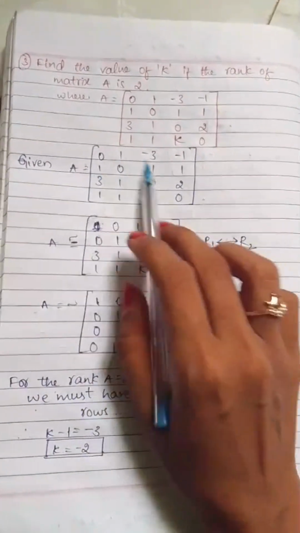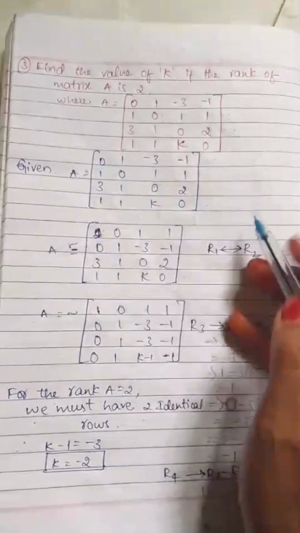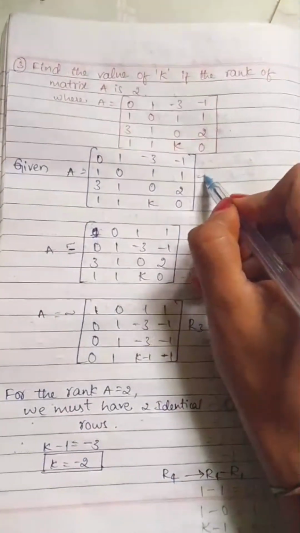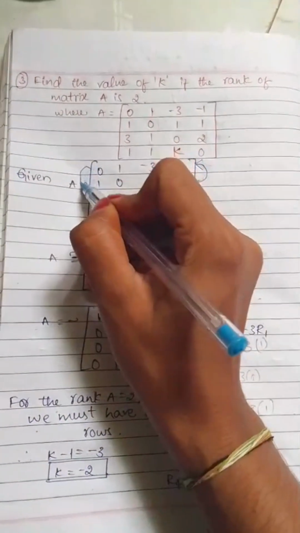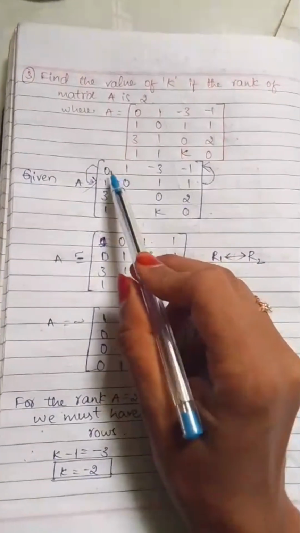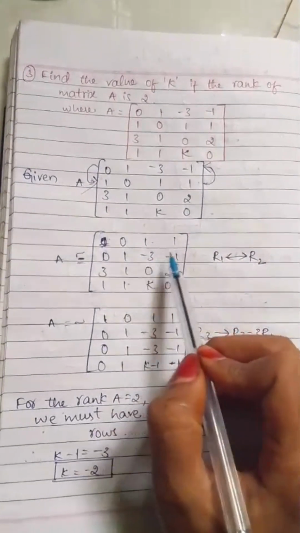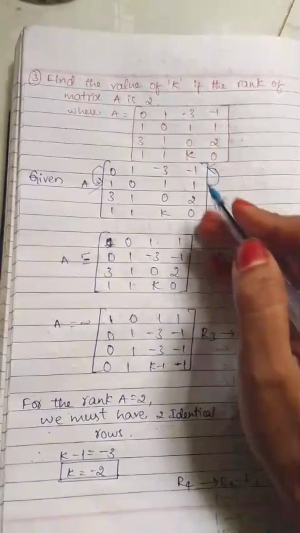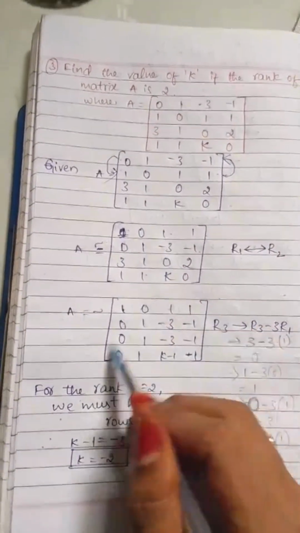Take A as given, and I have taken row 1 as row 2 and row 2 as row 1. I have just exchanged these two rows. Here 1, 0, 1, 1 as it is, and 0, 1, minus 3, minus 1 here. Exchange those two rows, first one and second one, and write the whole step here.